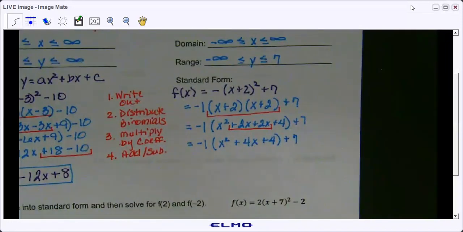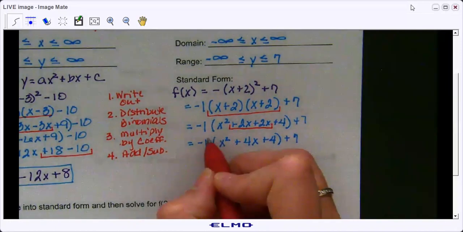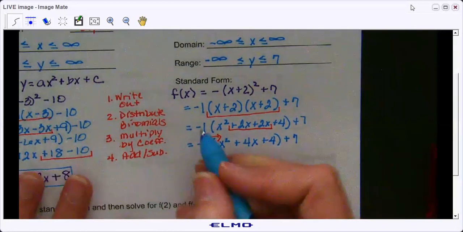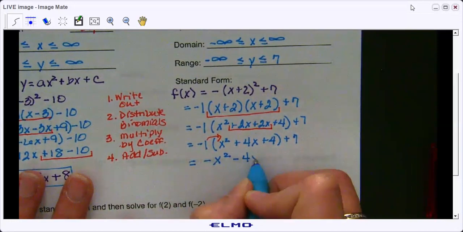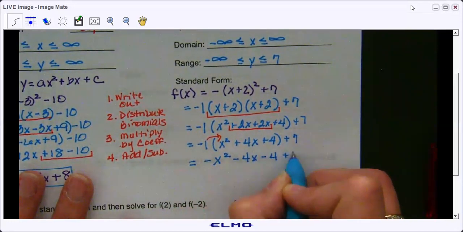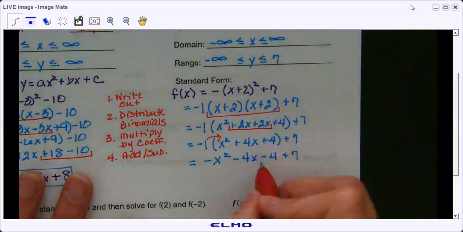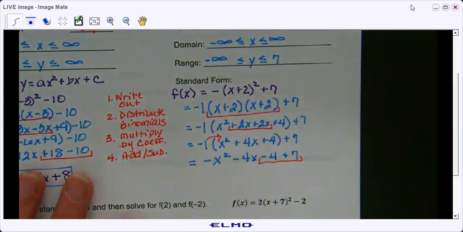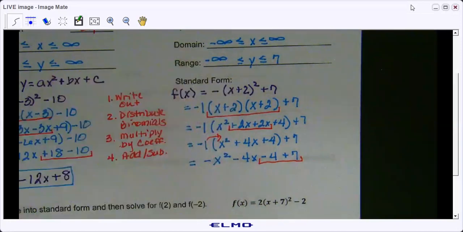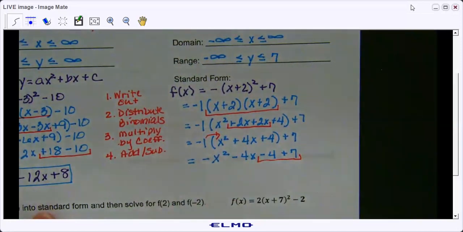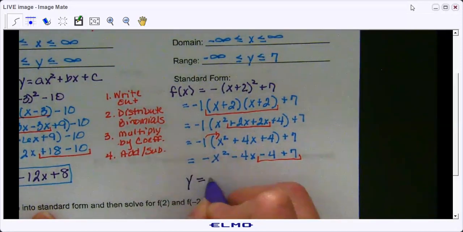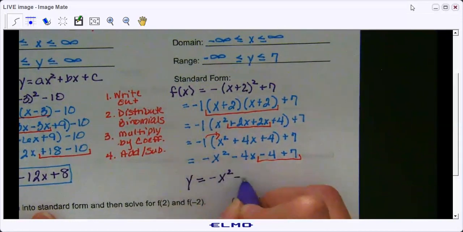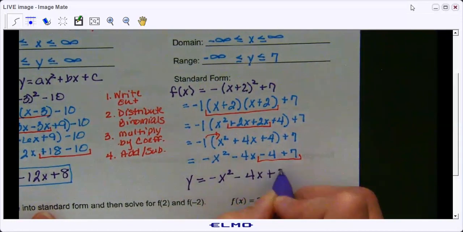Yes. Okay. Alright. Now you're going to distribute, which means that everything on the inside just changes to a negative. So negative x squared minus 4x minus 4 plus 7. And then I'm going to combine these terms. And then I get my final answer, which is y equals negative x squared minus 4x plus 3.